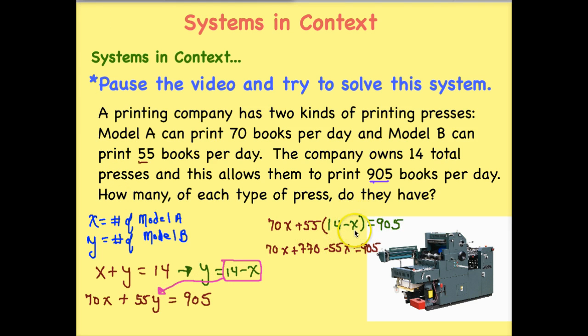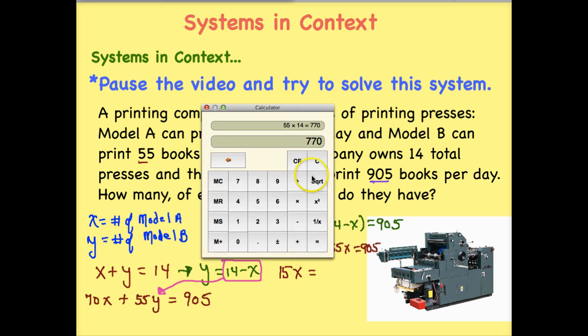Replacing the Y with 14 minus X, now I just need to distribute the 55 into the parentheses, which gives me 770 minus 55X. I'm ready now to combine like terms. 70 minus 55 is 15X. I'm going to move the 770 to the other side by subtracting it from the 905. So 905 minus 770, and I get 135.